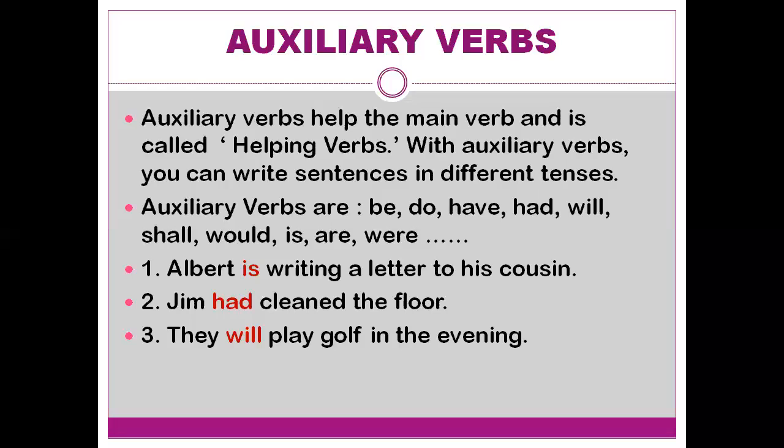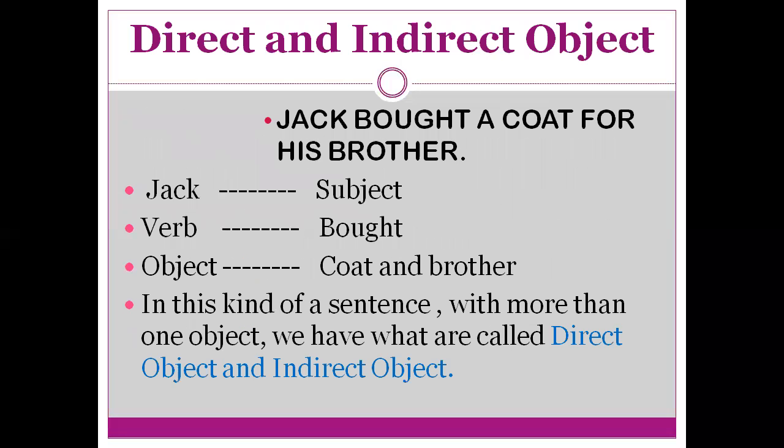Similarly, in the third one, they will play golf in the evening. It is a prediction, something which is going to happen. So will play is in the future context. It tells you about the future. Hence, it is proof that different tenses can be formed with the auxiliary verbs. Now let's see what are direct and indirect objects.